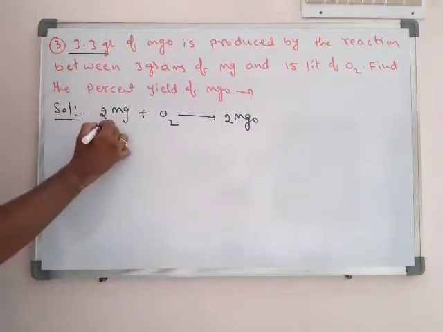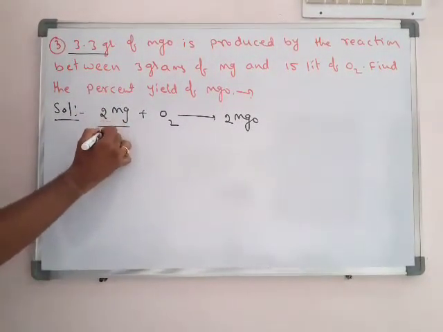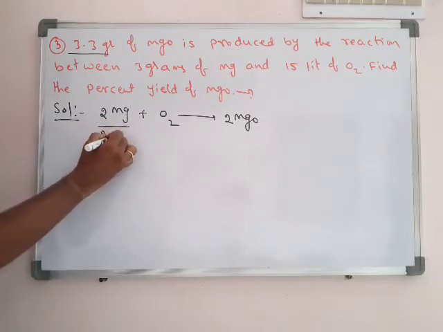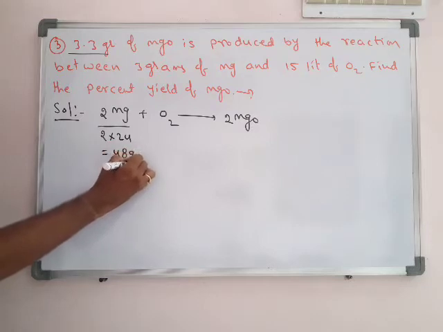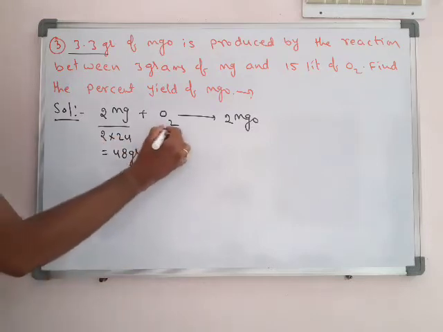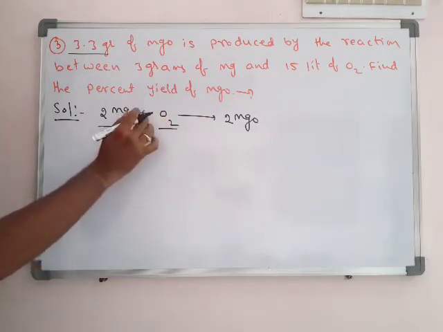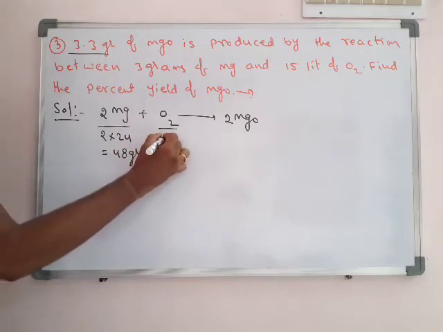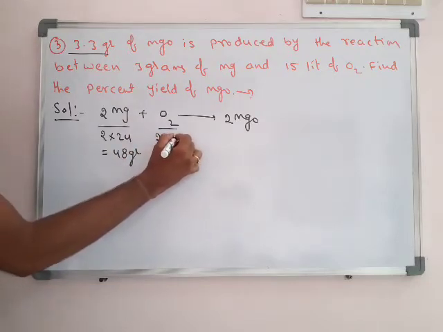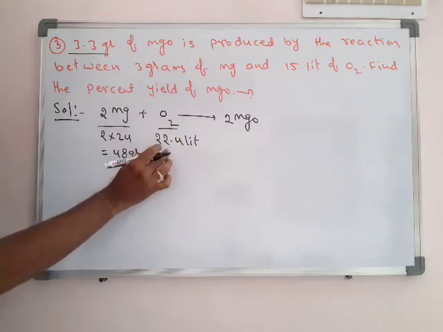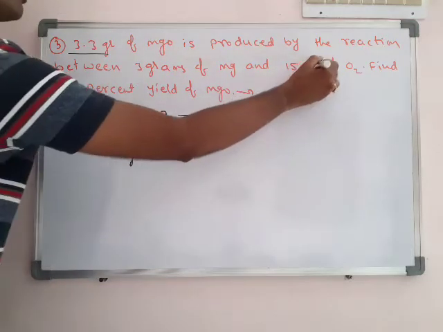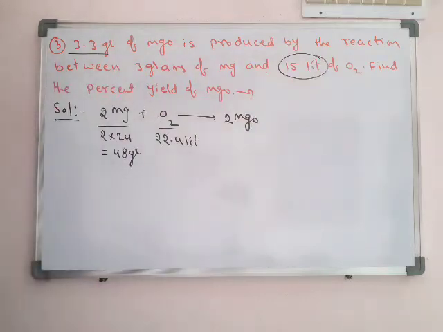So I carry to the equation. So we can write it 2 moles, 2 moles into how many grams? That is 2 into its molecular weight, that is 48 grams. So oxygen, 1 mole of oxygen, I am writing it as 22.4 liters. Why I am writing this oxygen in liters: because here oxygen is given in terms of liters.